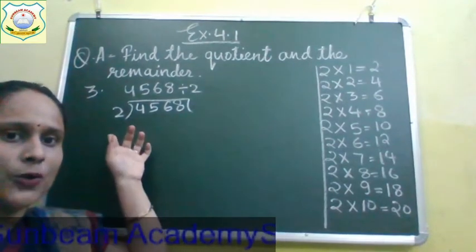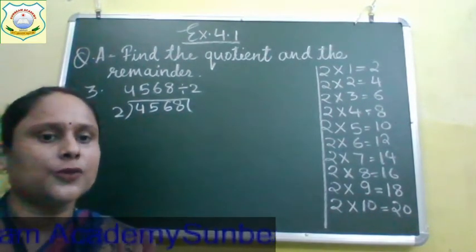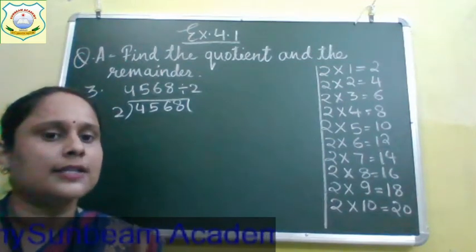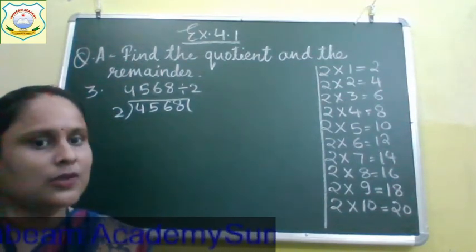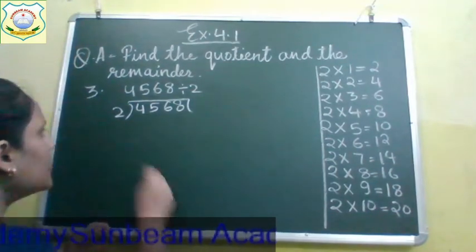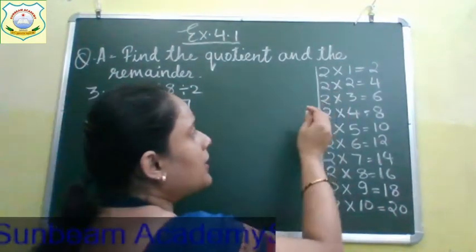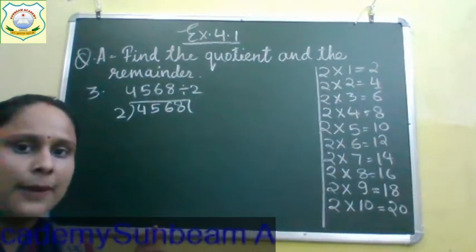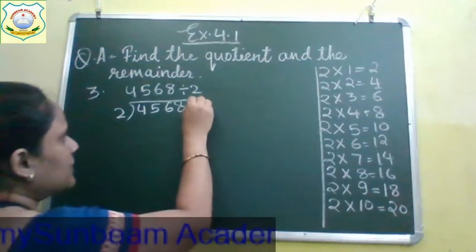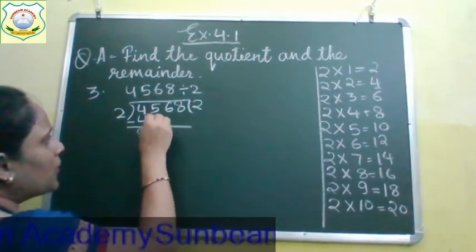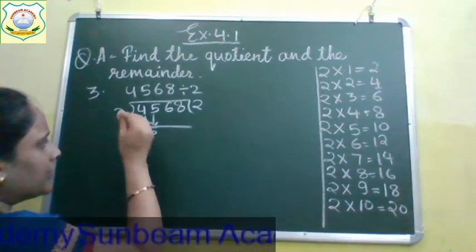4 is bigger than 2. That everyone knows. So that means 4 can be divided by 2. Now see, in the table of 2, is 4 coming? Yes, 4 is coming. How many times? 2 times. So write 2 twos are 4. Put 0, bring 5 down.